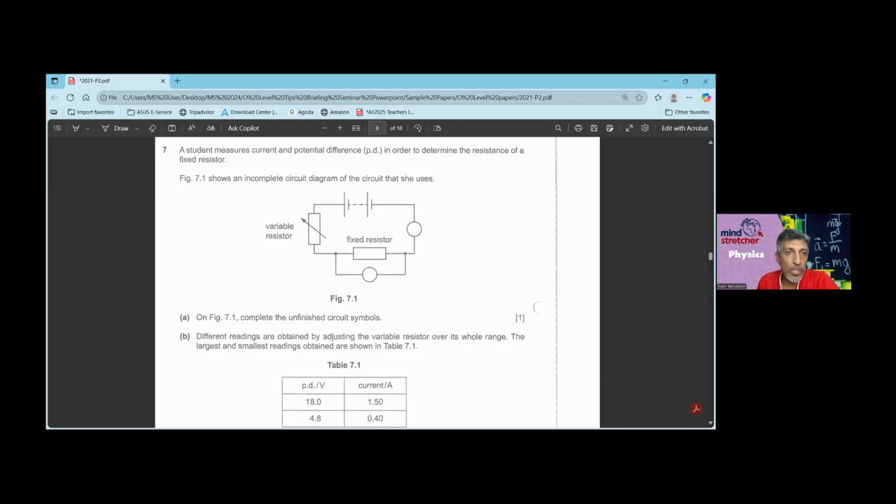All right, let's take a look at question number 7. A student measures current and potential difference in order to determine the resistance of a fixed resistor. Here it shows an incomplete circuit diagram. So she's trying to measure the current and potential difference. Of course the ammeter should be in series and the voltmeter in parallel, correct? So this is the voltmeter, this is the ammeter.